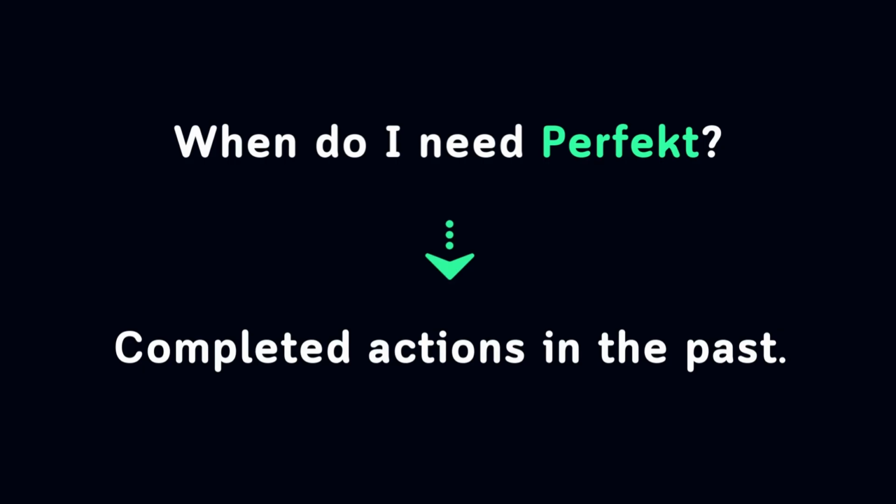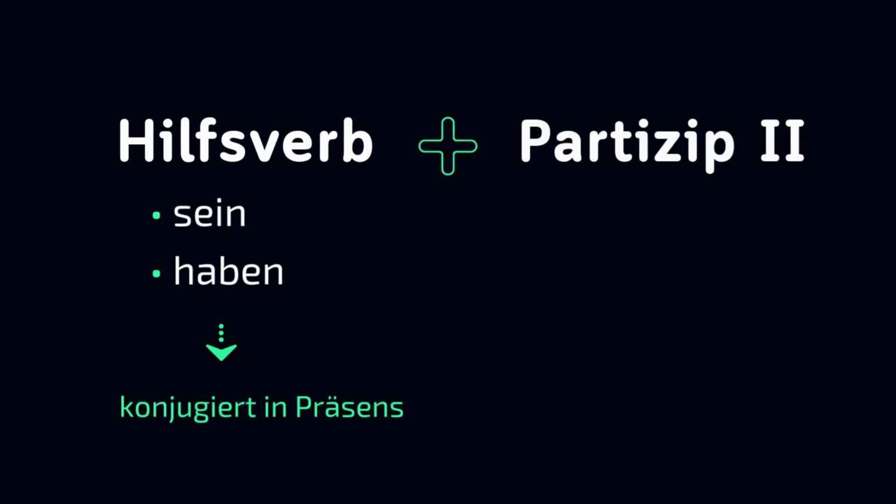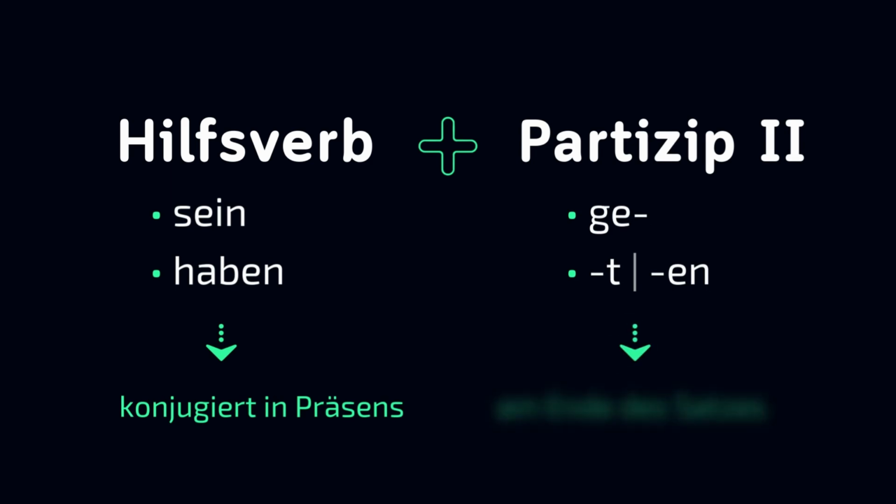First, when do we use perfect? We use the perfect tense, especially in spoken German, when talking about completed actions in the past. German also has other past tenses like Präteritum, simple past, but perfect is usually the first past tense you learn. Let's jump right in. To build perfect, we need two things. First, a helping verb, either haben or sein, conjugated in the present tense. And second, the verb in Partizip II at the end of the sentence.